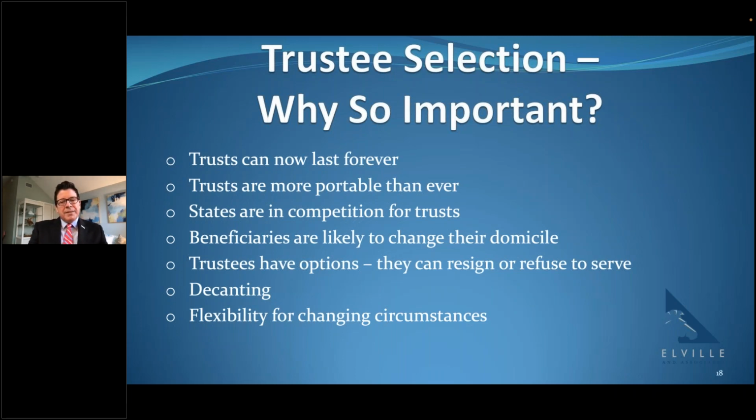Decanting. Maryland now has a new decanting law, and Jeff and I are going to do a webinar soon about the new Maryland decanting law. But decanting basically is one of those techniques to be able to change a trust. Not only change a trust by amending it, but to change the trust by creating a brand new trust. So decanting could change the landscape of a trust, and it's something you need to get your minds around, not to worry about, but to understand that it's out there. And if that were to happen, trustee selection and who we're putting in charge of these trusts is very important. And of course, as I mentioned several times in the last few minutes, flexibility for changing circumstances.